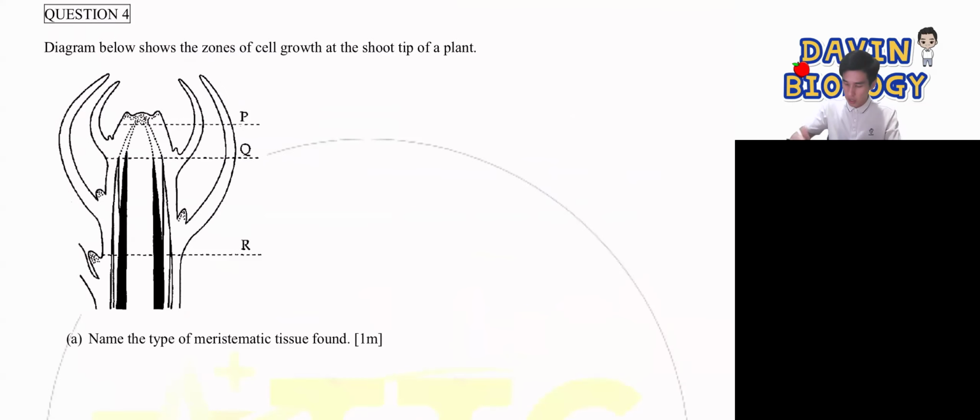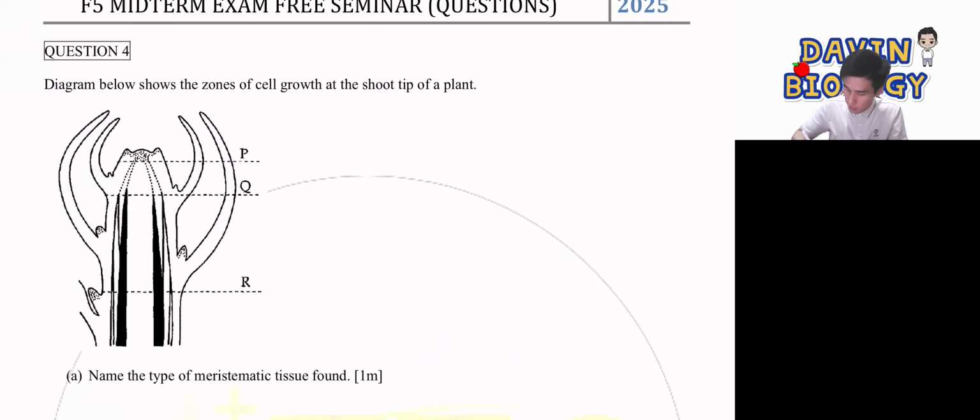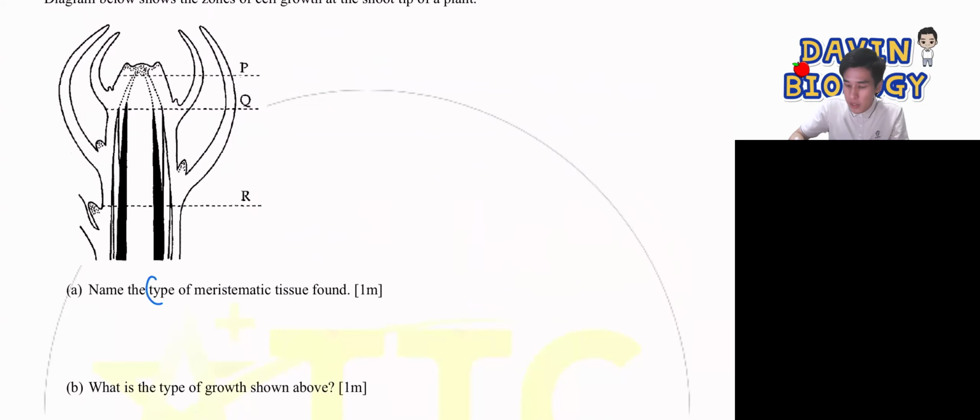So again, primary growth, very standard one. They show three zones. So besides labeling the three zones, now look at question 8. They ask, name the type of meristematic tissues found. So this is at page 14, question 4. There are two types of meristematic tissue. Just now we already said, right? You have the tip one, apical, and also the round, the side one, lateral. So obviously this tip is apical. This one doesn't need to explain.